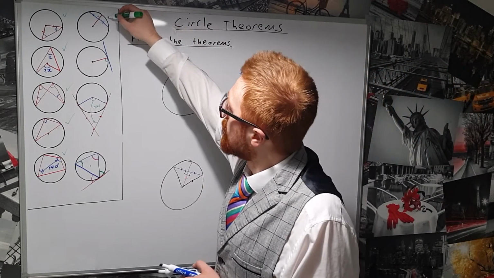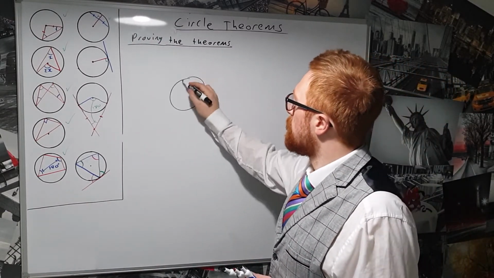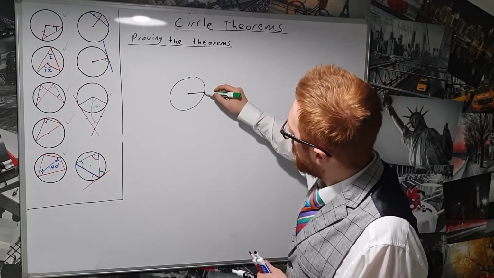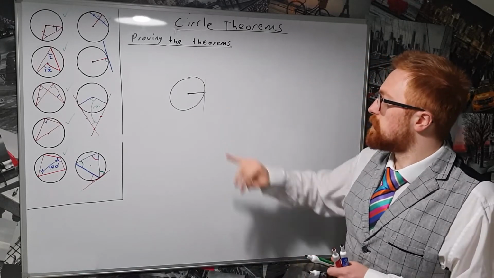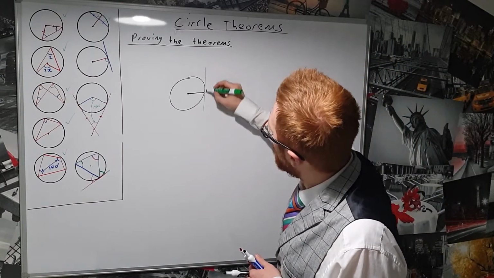So that one is now done. Okay, on to our next one. So we've got a circle, and we have a radius, and we have a tangent, and we want to show that the tangent meets the radius at 90 degrees.